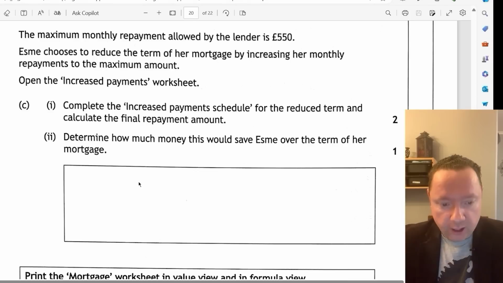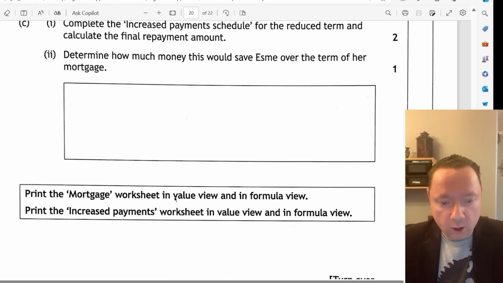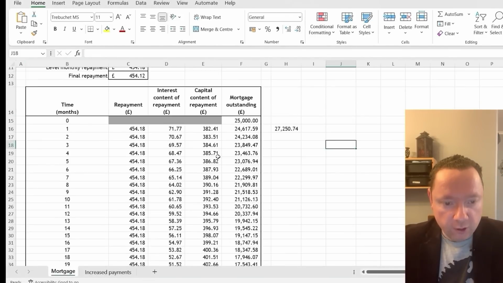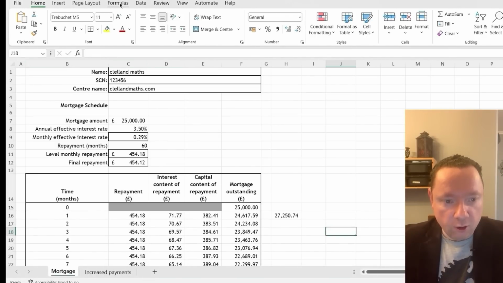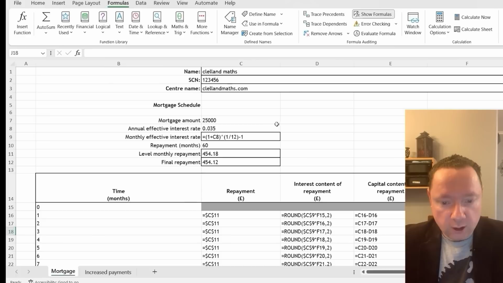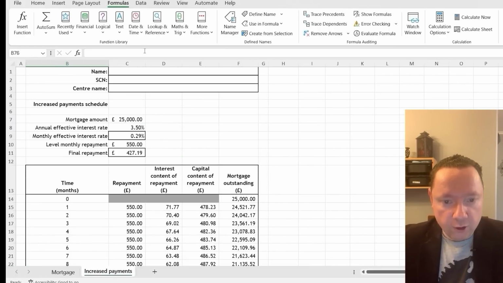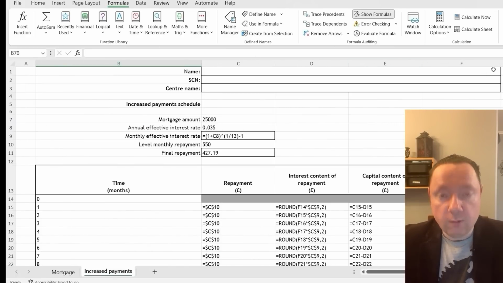And then the last bit of the question: print the mortgage worksheet in value and formula views. I hope you know how to do this by now. There's your value view, and you just go to Formulas and Show Formulas and then print it in formula view. You just do that for both of them. Value view, formula view, and we're done there.